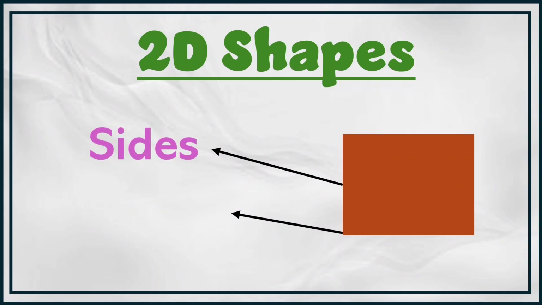Sides, corners. Sides are the straight lines which make a shape. Corners are the places where two sides converge. Now let's learn different 2D shapes.